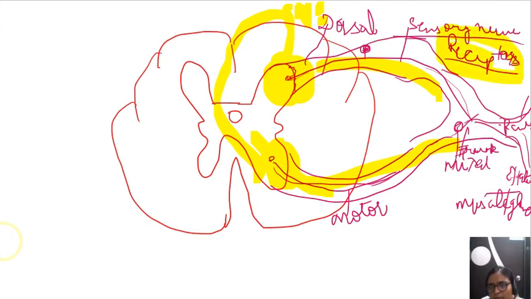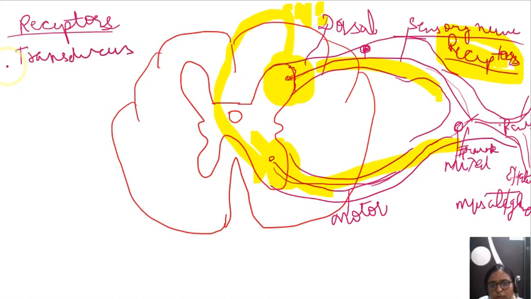From the receptors. So if I ask you what are receptors, can anybody tell me what receptors are? Yes, do comment in the comment box. Very good. Receptors are your transducers. These are your transducers which convert energy from one form to another form. For example, they convert your mechanical energy into your electrochemical form.